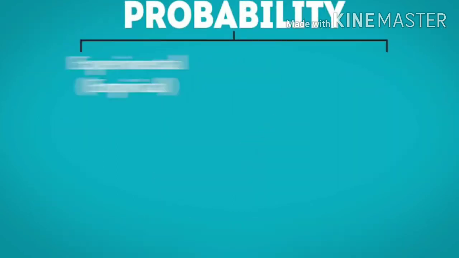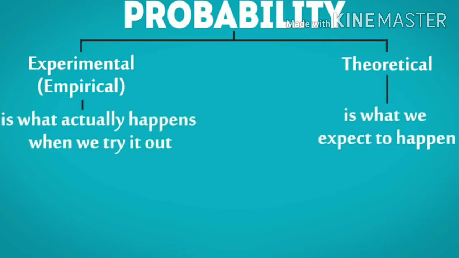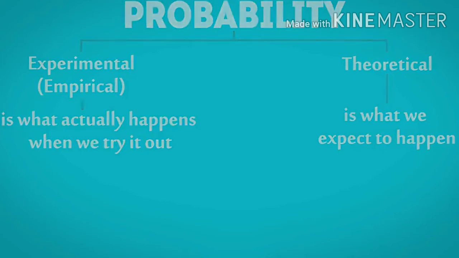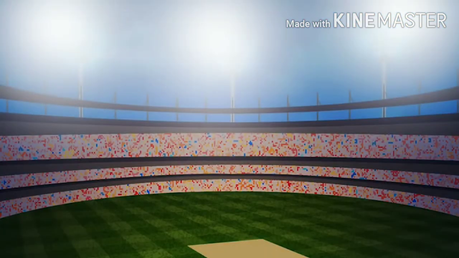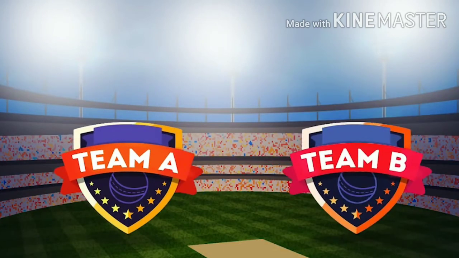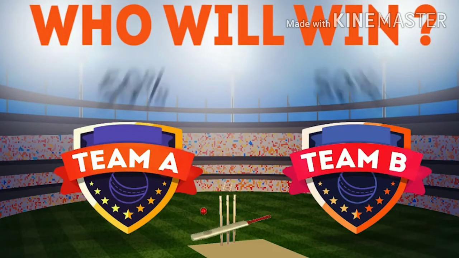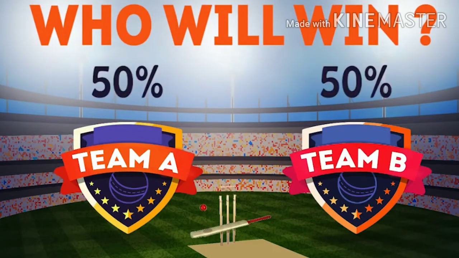Then there are two types of probability. One is experimental and the other one is theoretical. Now we will go into a detailed explanation. Suppose two teams, A and B, are playing a cricket match. Who will win the match? Without any prediction, team A or team B, we can say it is 50% and 50%.